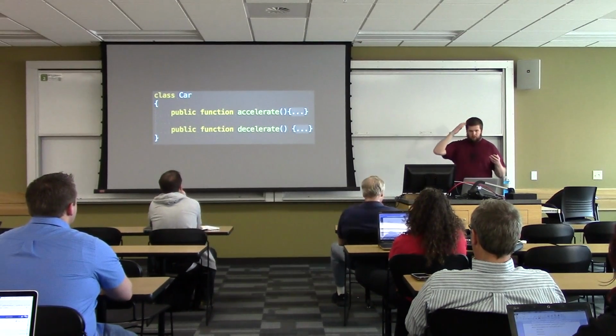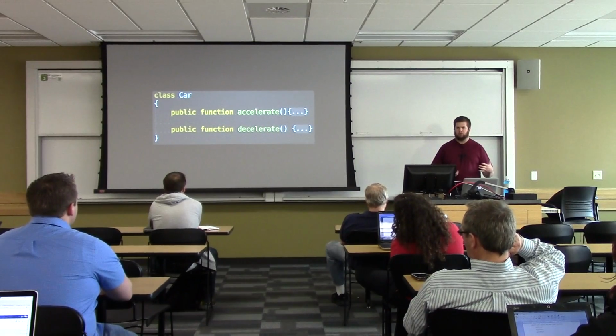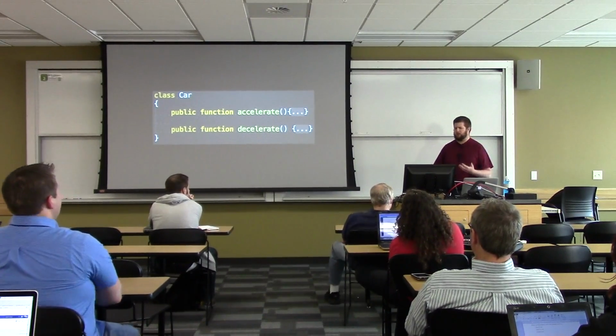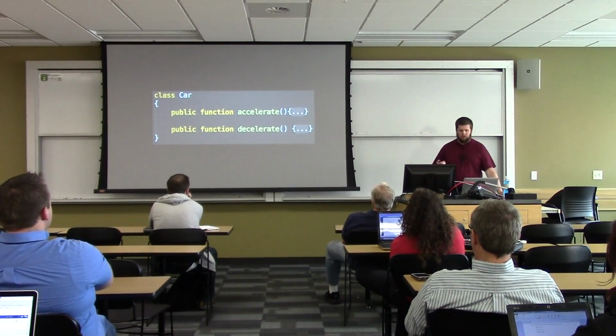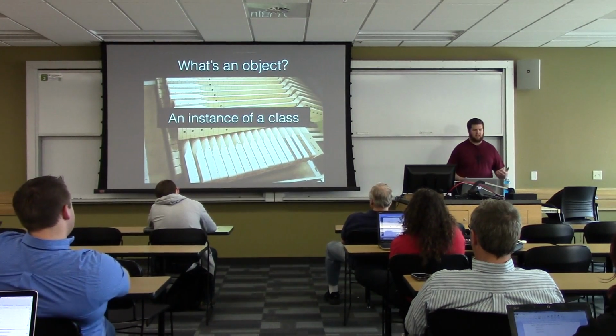So we've now built this car. We have a class. We have a blueprint for what this car is going to do. It has an engine. It has a number of doors. It can accelerate and decelerate. Maybe it can open the gas cap door, whatever. So we need to talk now about what an object is. So an object is just an instance of a class.